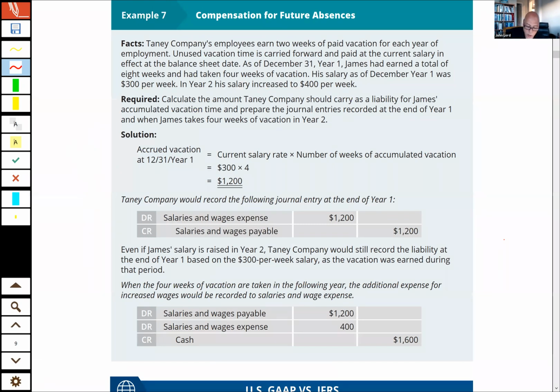When you accrue, say, vacation, you accrue it at the prevailing wage. Debit the wage expense, credit the payable for whatever they're making at that time. Now, by the time they get around to taking this leave, say in the next year, maybe they've got a little bump up in their salary. If that's the case, then what? You pay them out at their current salary.